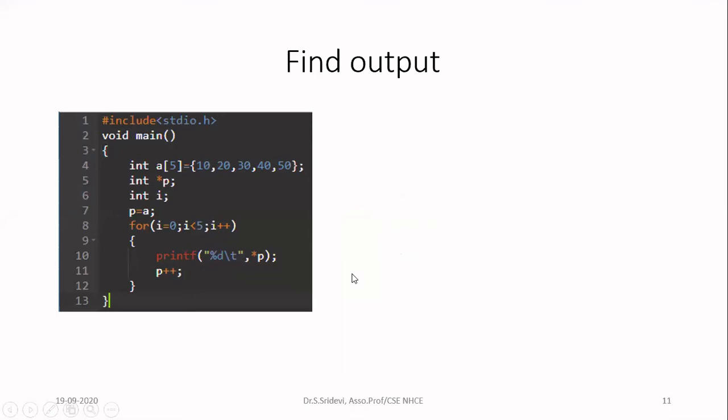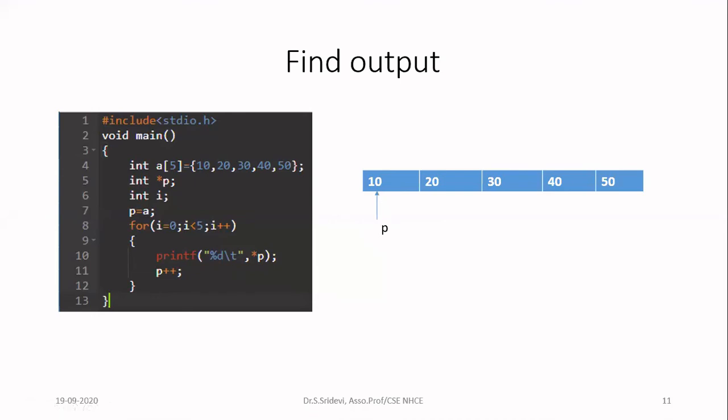Now this is a find-the-output question. Let us see the output for this. I have an array and an integer pointer. Then I am writing P is equal to A. When I write A, it is nothing but the base address of the array. So now the pointer will be pointing to the base address, that is the first element in the array. You can see this is my array, and P is pointing to 10, because simply writing A gives the base address, that is the address of the first element.